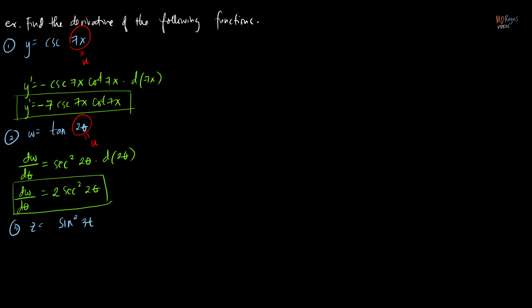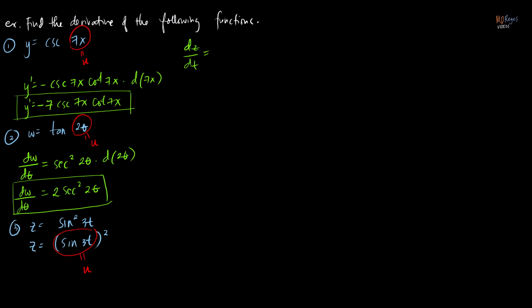The function in number 3 is a power of sine 3t. Our main formula here is the general power rule. When you rewrite this, you can write the function as z equals sine 3t raised to 2. So it's a power of sine 3t. In the general power rule, let u be equal to the base. This is u. So the derivative of z with respect to t, the independent variable here is t.